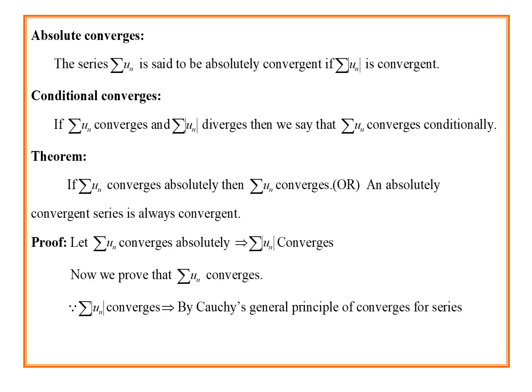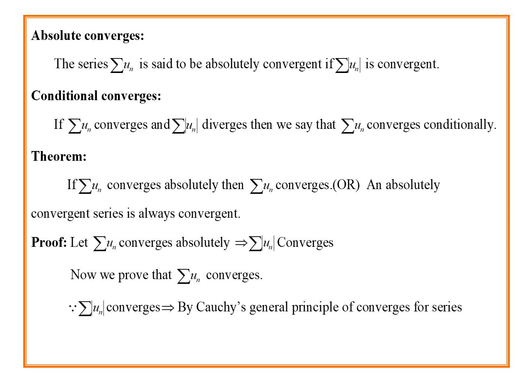Next definition, absolute convergence. The series sigma u_n is said to be absolutely convergent if sigma mod u_n is convergent. So the given series is absolutely convergent means its modulus satisfies the convergence definition. Next, coming to conditional convergence. What is conditional convergence? If sigma u_n converges and sigma mod u_n is divergent, then we say that sigma u_n converges conditionally.